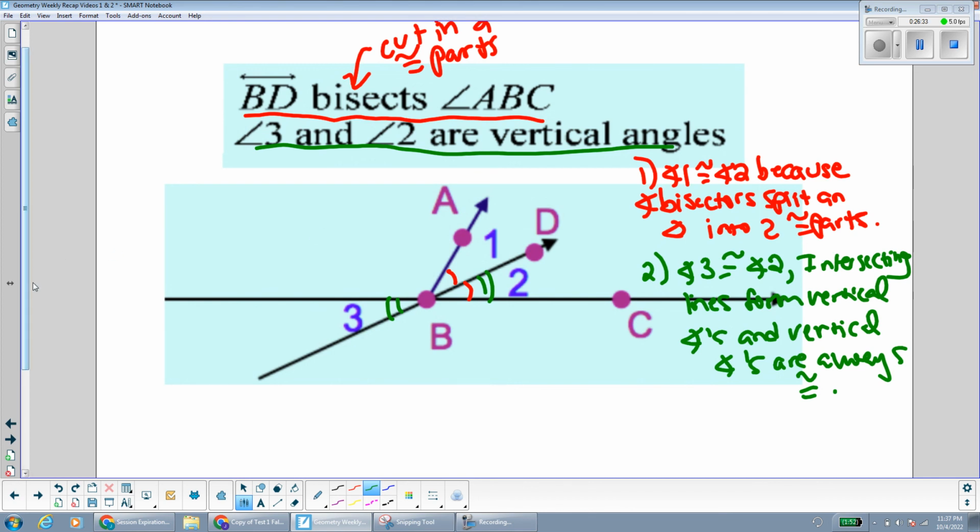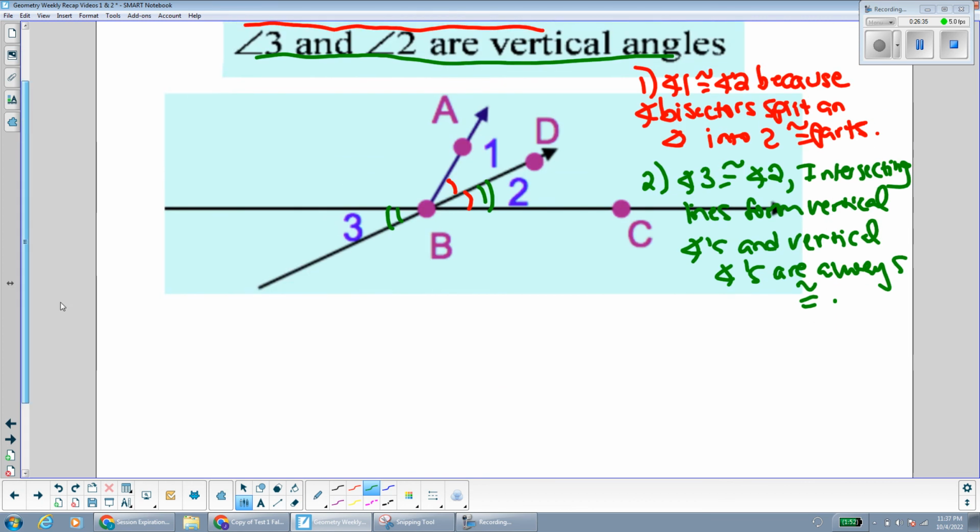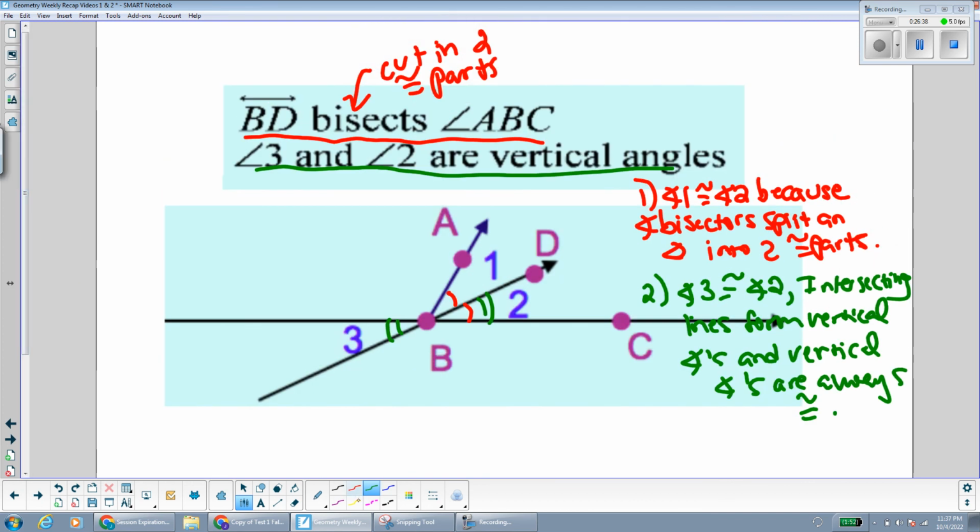Our goal, and it appears I got cut off from the screen. So I'm going to write our goal or our proof statement is to show that angle 1 is congruent to angle 3. Take a second and pause the video, and with our markings and the diagram from our given information, try to see if you can explain why angle 1 and angle 3 might be congruent to each other.